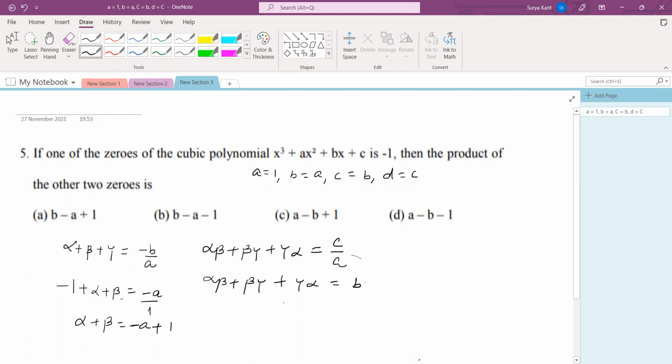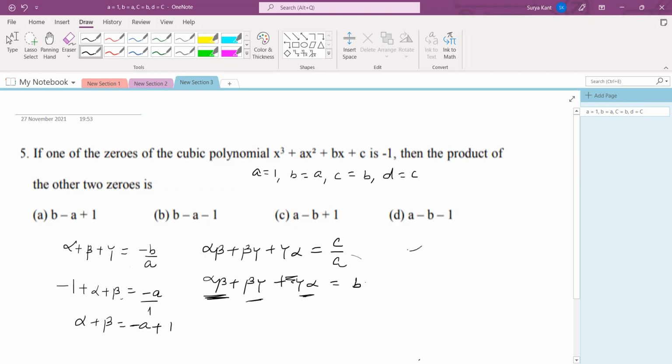Okay, next. So we put the value of minus 1 in the place of gamma. So we'll get minus gamma plus alpha beta. Gamma, what should you put? Gamma is minus 1. We have taken gamma as minus 1. We put minus 1 in the place of gamma. In alpha beta, what should you put? Alpha beta, beta gamma, gamma alpha: in place of alpha beta, nothing; leave alpha beta.